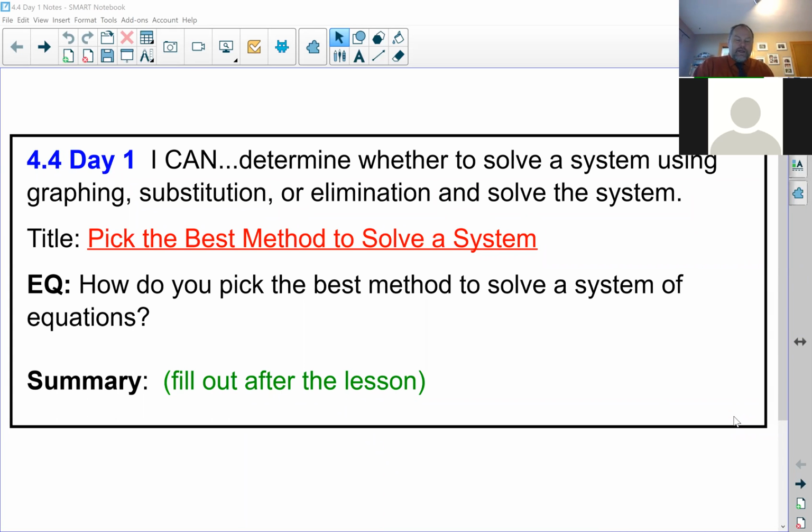So the last three classes, we've talked about three different ways of solving systems of equations, either by graphing, by substitution, or by elimination. And now we're gonna take a look at systems and decide, okay, which of the methods will work the best. And then we will solve the systems from there.